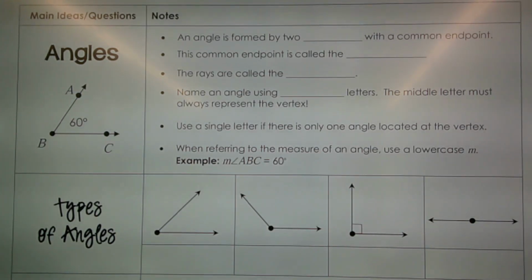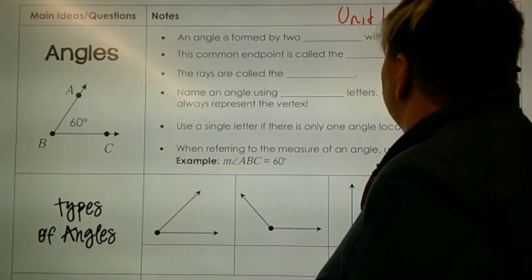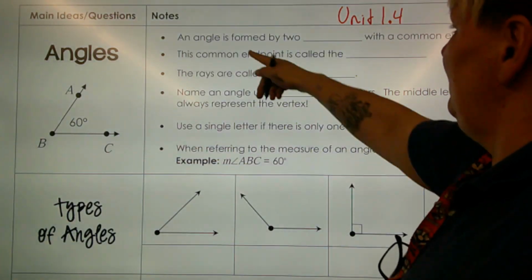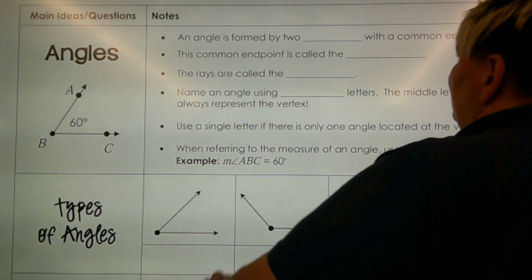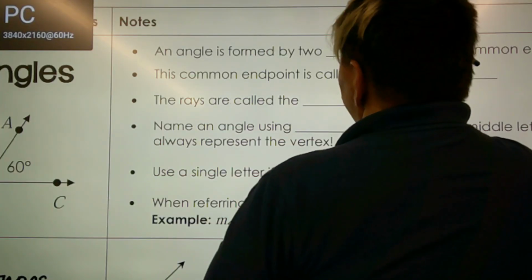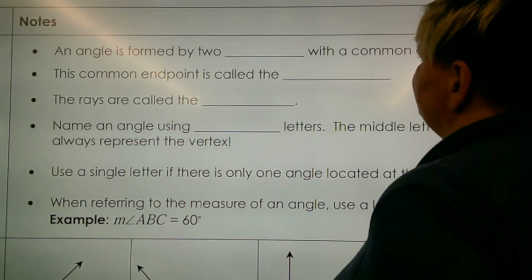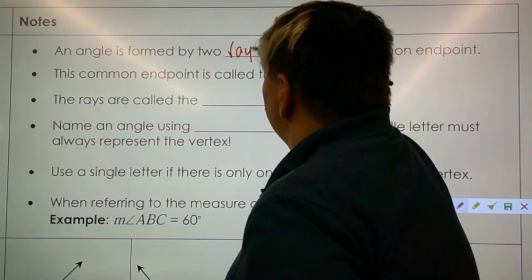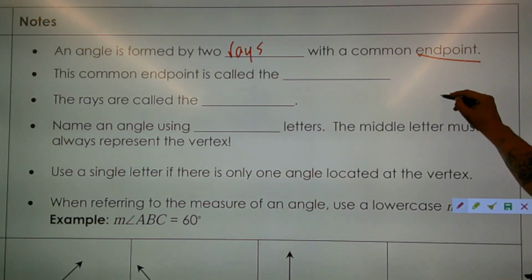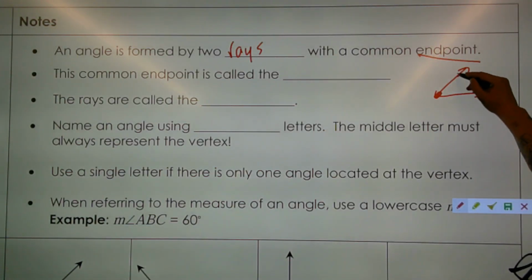Alright, unit 1.4, angles. An angle is formed by two rays with a common endpoint, right? Two rays with a common endpoint.